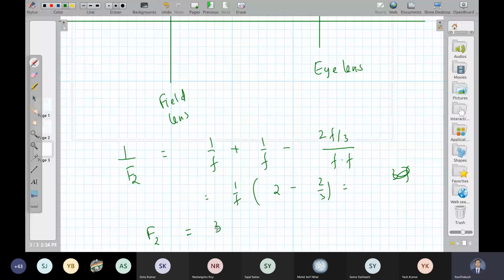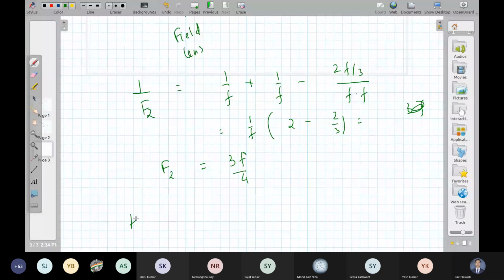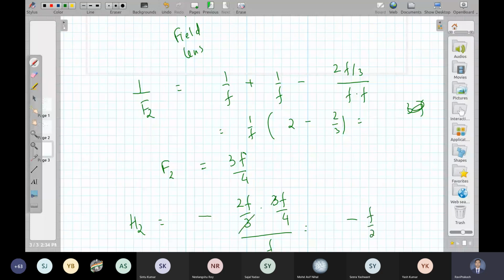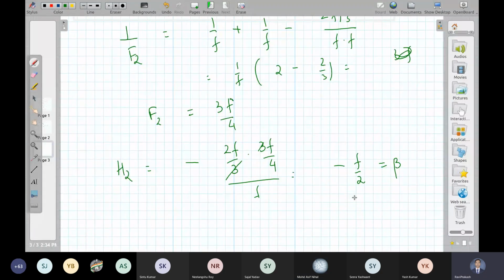But if we want to know where the focal point is, we need to know the principal point first. Minus d is 2f/3. Overall focal length is 3f/4. Both lenses have the same focal length, so we will get the same answer. 3 cancels, you will get minus f/2. This is beta. Alpha? Plus f/2. It will be the same because everything is the same here.